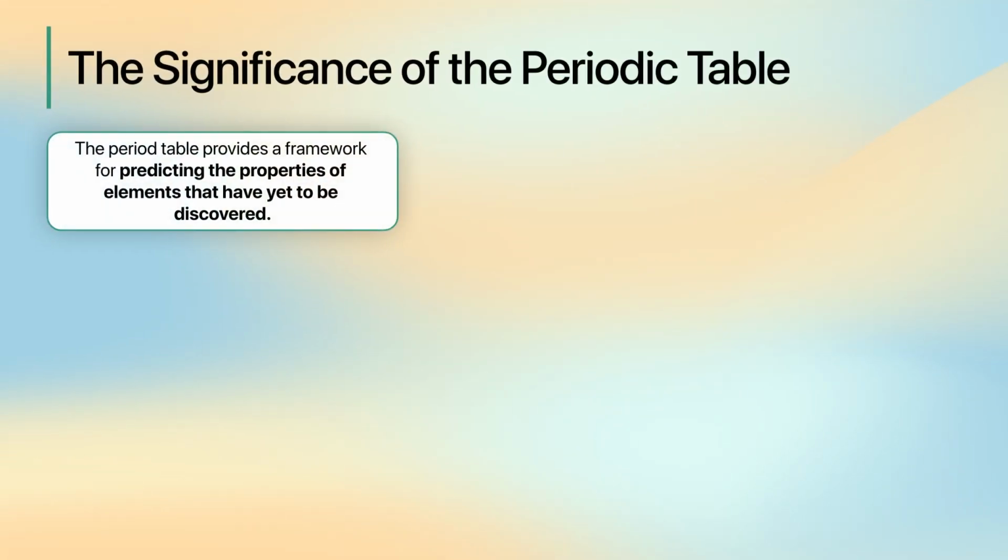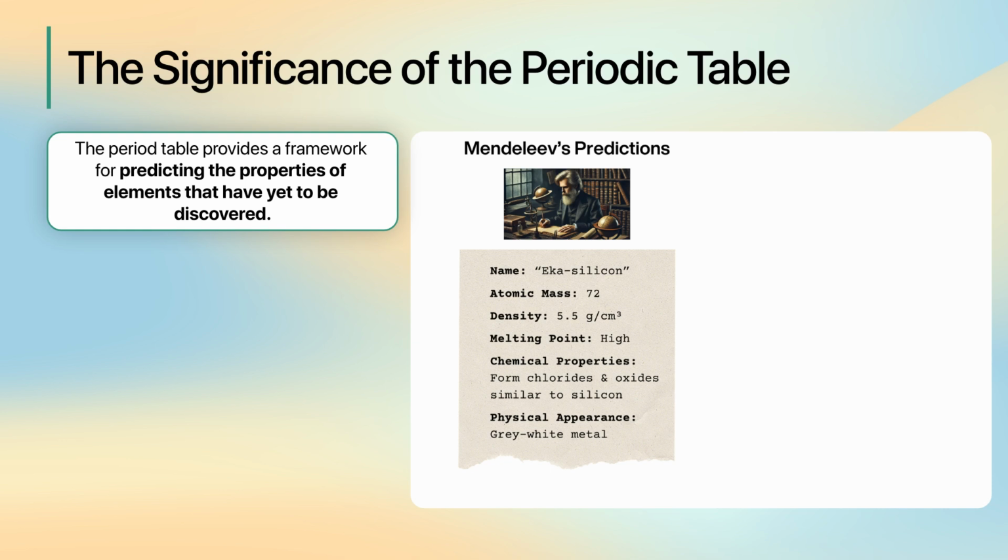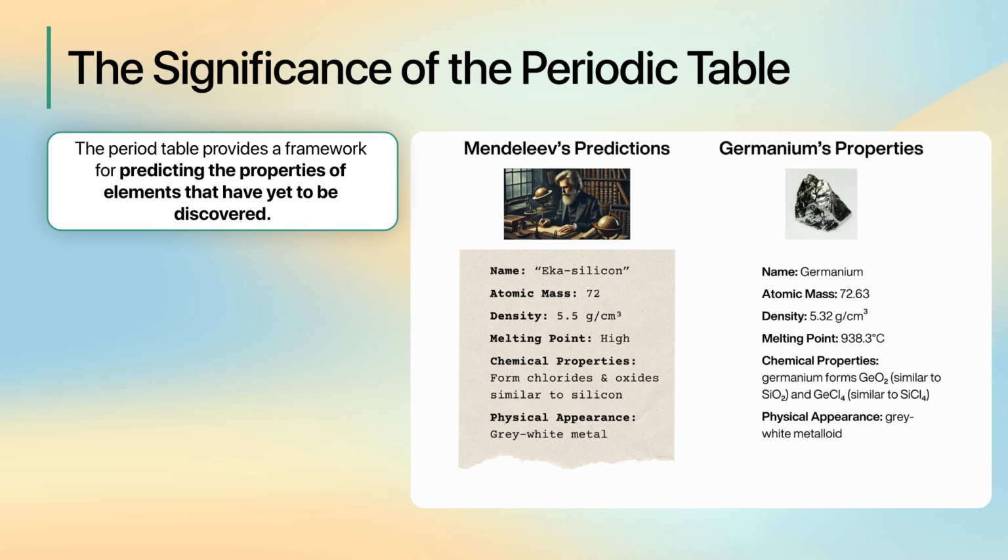The periodic table also provides a framework for predicting the properties of elements that have yet to be discovered. For example, before the element germanium was discovered, chemist Dmitry Mendeleev predicted its existence and properties based on gaps in his periodic table. He called the yet-to-be-discovered element Eka silicon because it was one place below silicon in his table. The discovery of germanium in 1886 by Clemens Winkler and the subsequent confirmation of Mendeleev's predictions solidified the significance of the periodic table in chemistry.